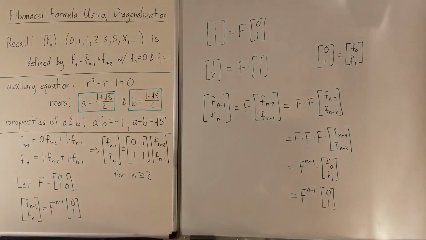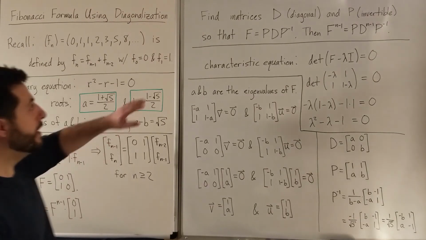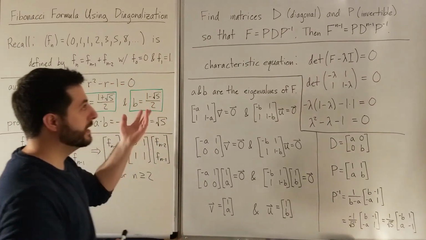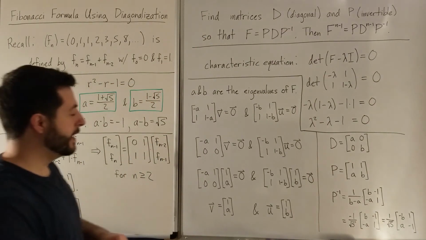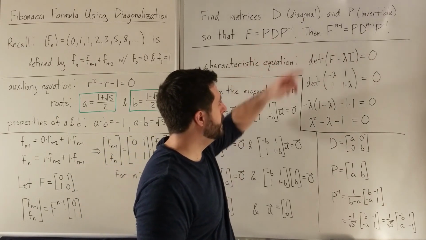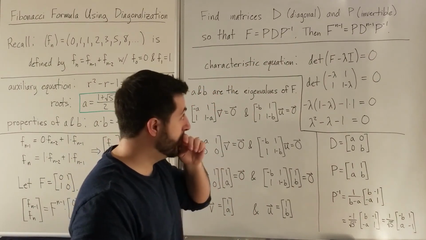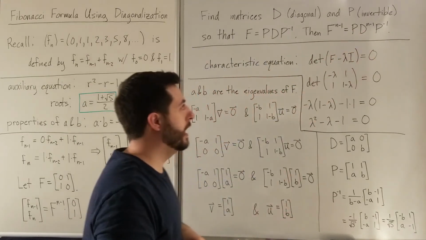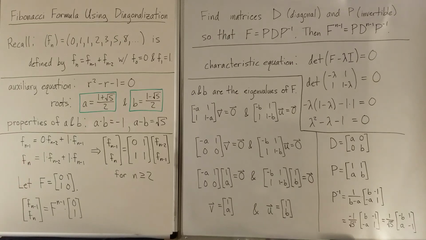All right, so we know that diagonalization helps us raise matrices to powers, so let's go ahead and try to use that to simplify this F to the n minus 1. Our goal now is to find matrices D and P, so D is diagonal and P is invertible, so that F is equal to P D P inverse, and so then we can write F to this power is equal to P times D to that power times P inverse, because all the intermediate P and P inverses will cancel.